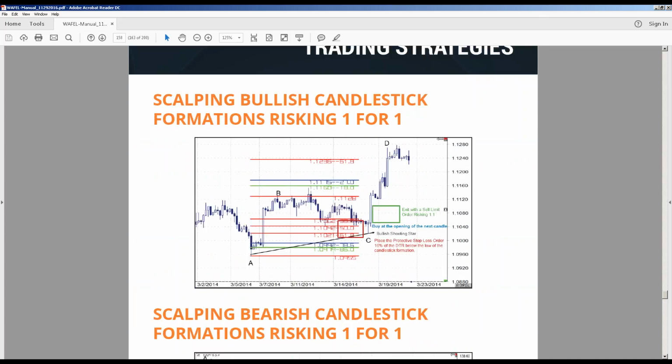Okay, here's an example. There's an up AB boundary. Market's heading from the C to the D. We've got a beautiful bullish candlestick formation over there in the form of a bullish shooting star. I place my stop 10% of the daily trading range below the candlestick formation, and whatever I am risking, I need to go for that same amount in reward.